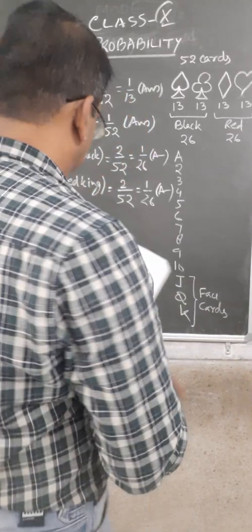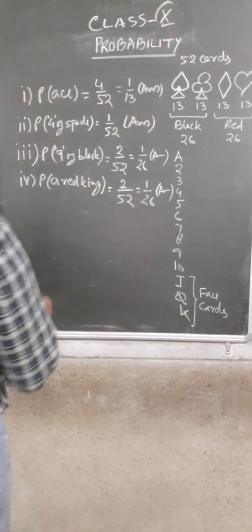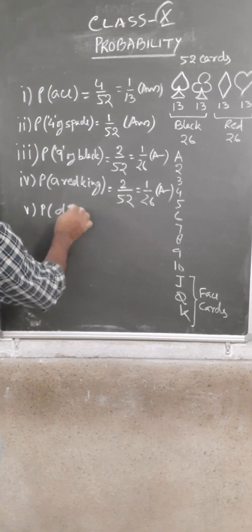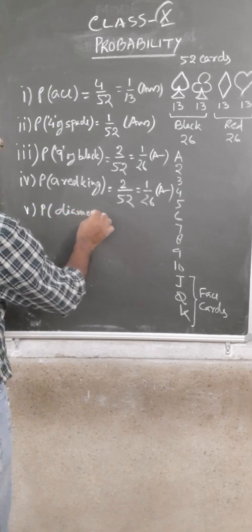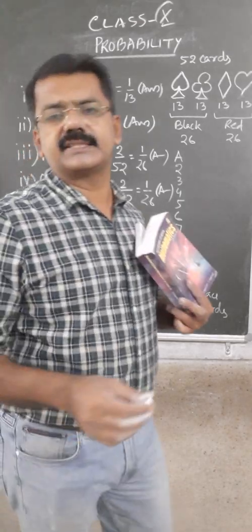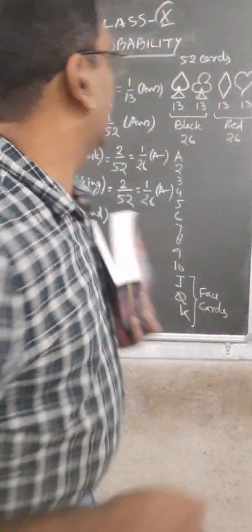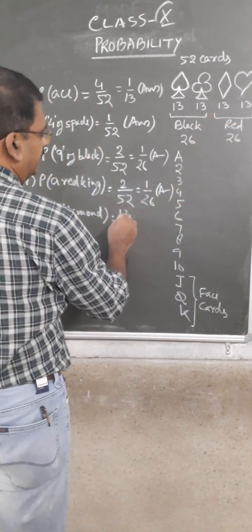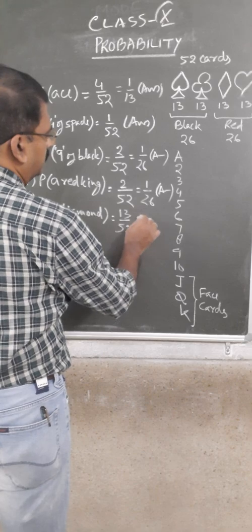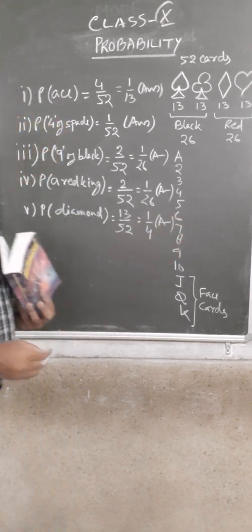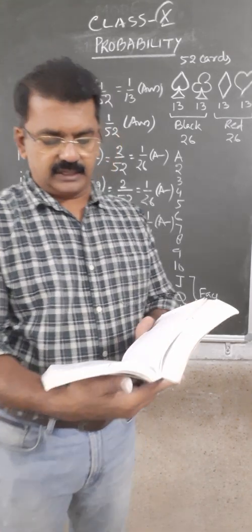Now, fifth, find the probability that the card drawn is a diamond. How many diamond cards are there in a pack? 13. I told you 13 diamond cards are there. So favorable outcome will be 13, total outcome will be 52. So 1 by 4 is your answer.